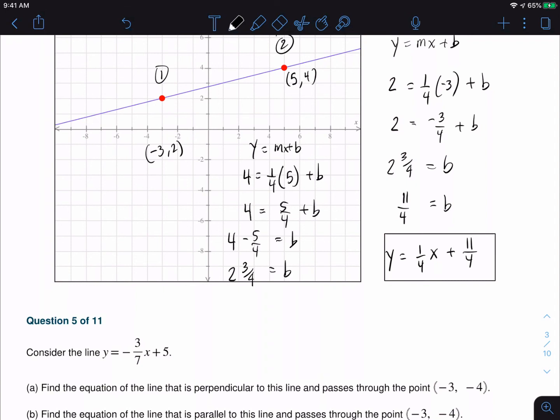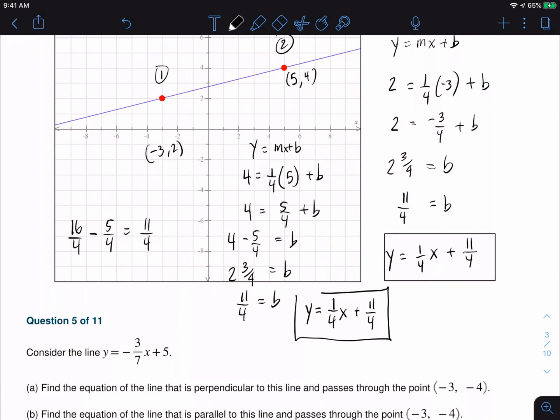And if you guys don't see it, that's okay. That's the same as 16 over 4 minus 5 over 4. And that gives me my 11 over 4, which would have been the same thing. And so I get y is equal to 1/4 x plus 11 over 4. So it doesn't matter which point I would have chosen, I should get the exact same answer. Okay? All right, lovely.